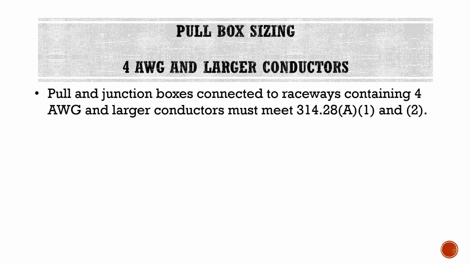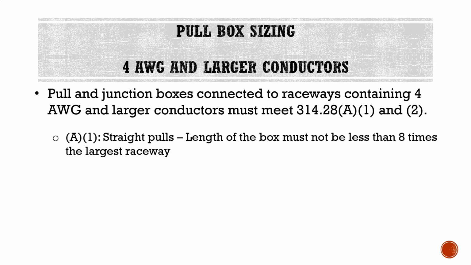Since, as I had mentioned previously, we have a different set of requirements for pull boxes used for 6 gauge and smaller conductors and 4 gauge and larger. If you paid attention to your table 314.16(B), you may have noticed the volume allowances for that table stop at a 6 gauge conductor. Once again, to stress the point, that's because we have this different set of rules when we're using 4 gauge and larger conductors. So pull and junction boxes connected to raceways containing 4 gauge and larger conductors must meet 314.28(A)(1) and (A)(2). So we have 2 different sets of requirements here.